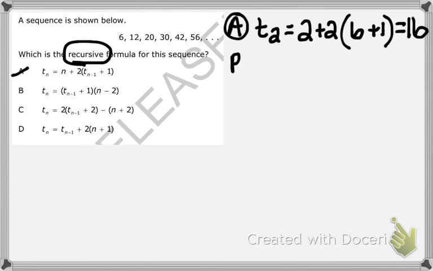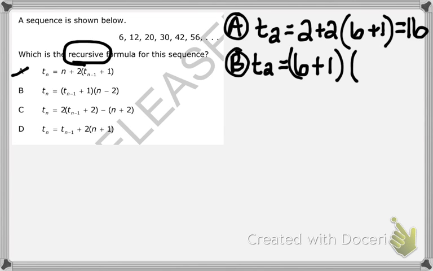All right, so then I'm going to go to B. For B, we're going to try to find the second term given the first term. So t sub n minus 1 is the previous term, so that's your 6 plus 1. And this is going to be n minus 2. n is 2 because we're trying to find the second term. So 2 minus 2 is 0. Anything times 0 will still be 0. So again, B doesn't work.